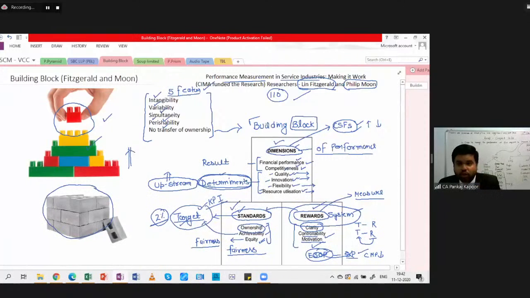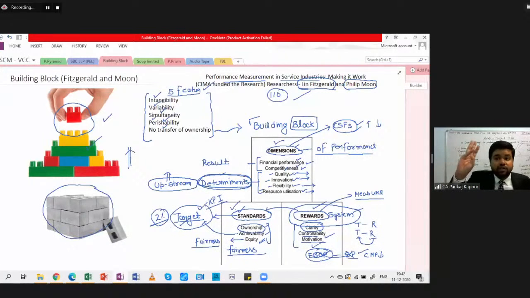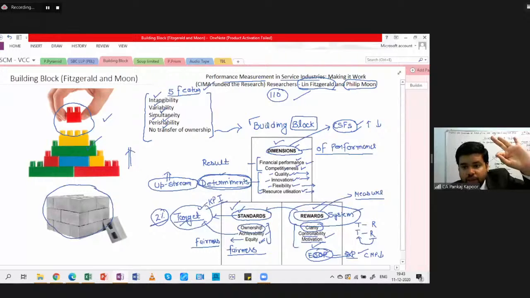Let's quickly revise along with me. What are the three blocks suggested by Fitzgerald and Moon? The three blocks are dimension, standard, and reward. What are the dimensions? Dimensions are of two types: result and determinant. Results are nothing but those items which depict the performance of the past. Last year में profitability क्या थी? Last year में market share क्या था?